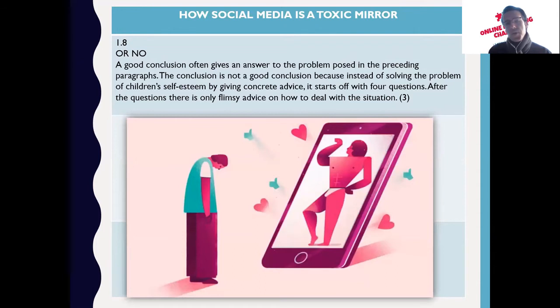If you were to disagree, though, a good conclusion often gives an answer to the problem posed in the preceding paragraphs. So the conclusion is not a good conclusion because instead of solving the problem of children's self-esteem by giving concrete advice, it often starts off with 4 questions. After the questions, there's only a flimsy piece of advice on offer as to how to deal with the situation. Nothing substantial, nothing concrete in terms of actually offering practical solutions to this issue of self-esteem.